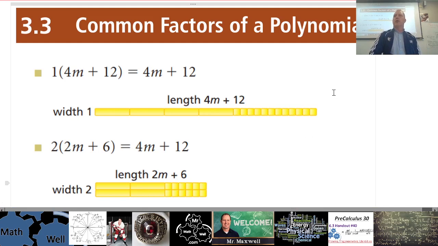So we've talked about common factors of separate individual numbers and terms already, if you recall. We've also talked about perfect squares and perfect cubes. So greatest common factors are something we're going to go back to today.